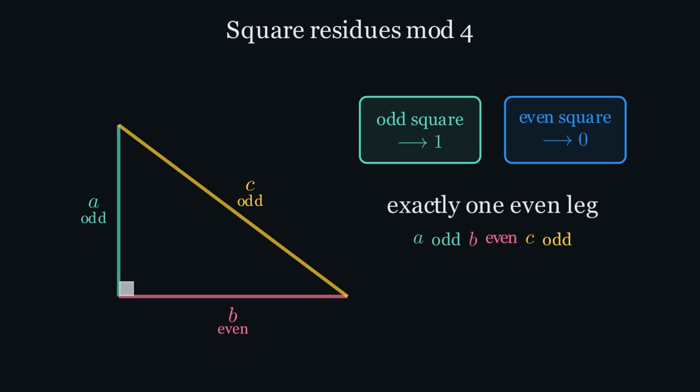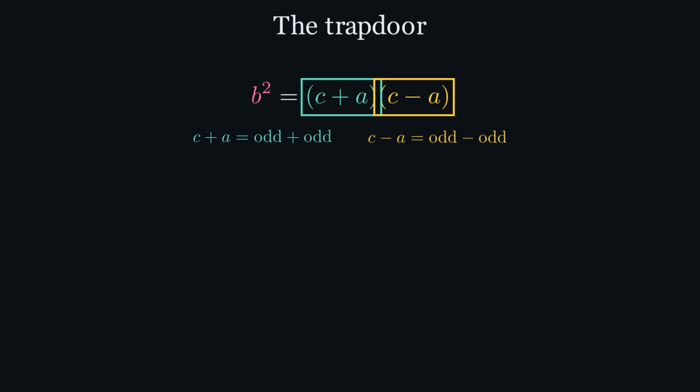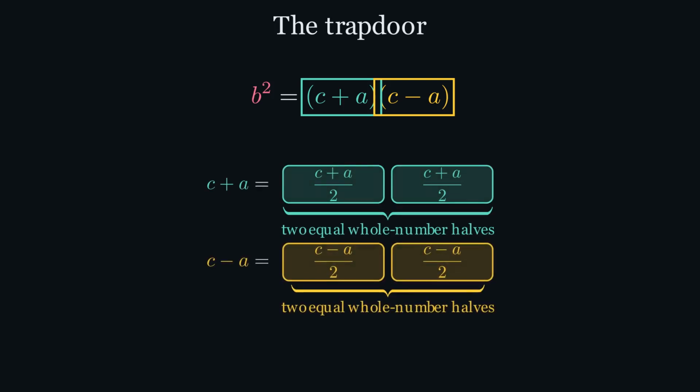This tiny parity check is doing more than housekeeping. It tells us that c plus a and c minus a are both even, which means we can split the triangle's equation into two whole number pieces. That split is the trapdoor. Once it opens, the mysterious m and n don't have anywhere left to hide.